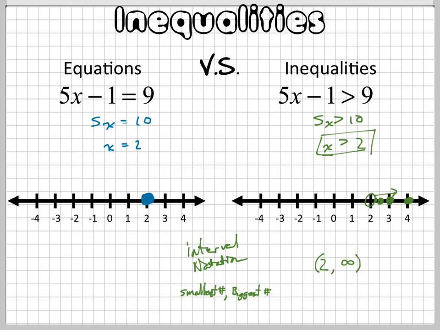And then you put a parenthesis around the infinity sign because you can never include the infinity sign in your solution, because an infinity sign is not a number. It's an idea. It's a concept. And so we always put a parenthesis around it. So that, my students, is interval notation. Doesn't it look like coordinates? It does. Don't confuse it though. Now there are times when we need brackets.